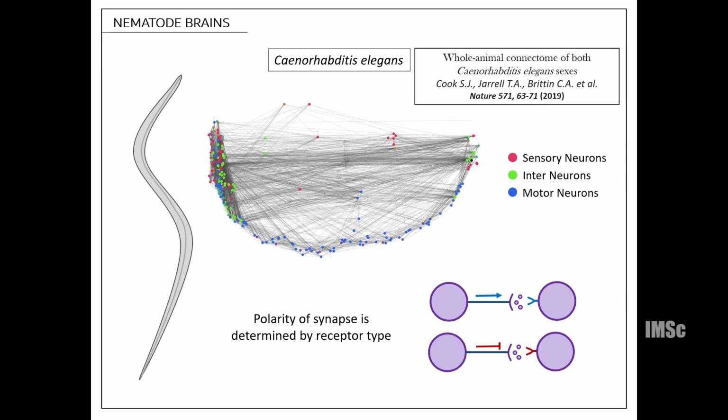So, strictly it's the receptor type that tells you whether the synapse would be excitatory or inhibitory. But for most purposes, you can also look at the neurotransmitters. There are certain neurotransmitters which tend to be excitatory, some which tend to be inhibitory. But there are some exceptions as well.